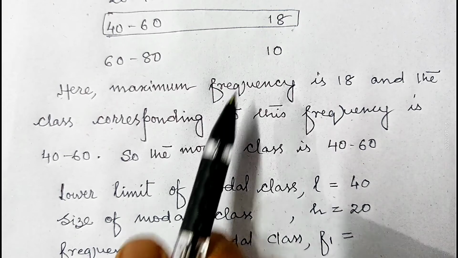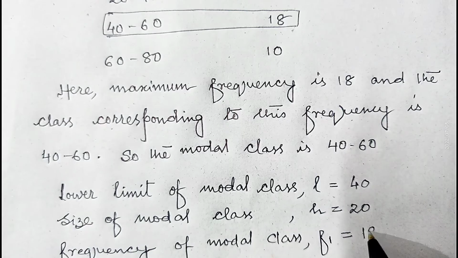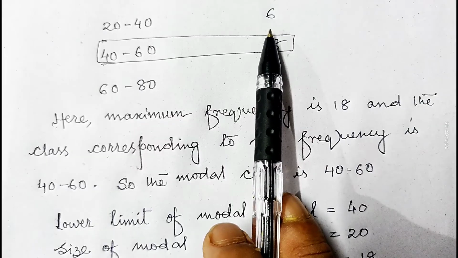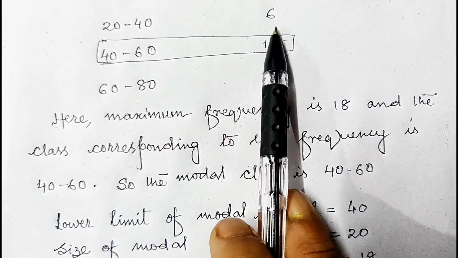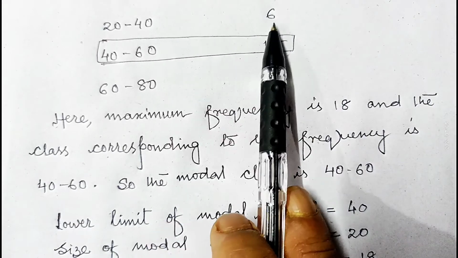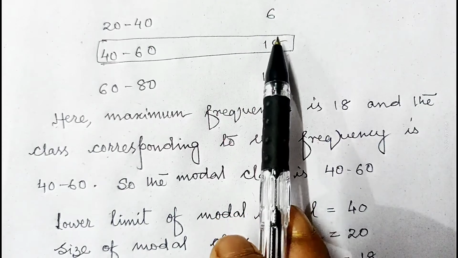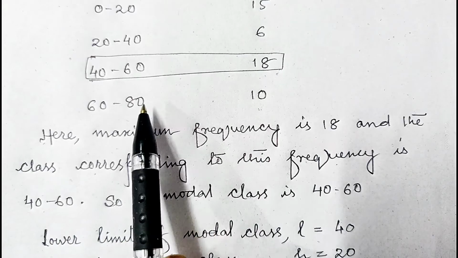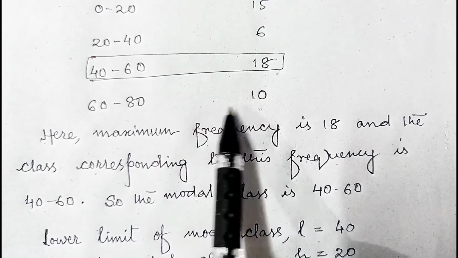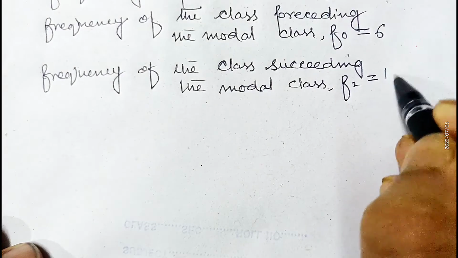Frequency of the modal class is 18, so for F1 we have to write 18. The frequency of the class preceding the modal class, this is the modal class, so the preceding class is this class, where the frequency is 6. So F0 will be 6. Since this is the modal class, this is the succeeding class. Here the frequency is 10, so F2 will be 10.